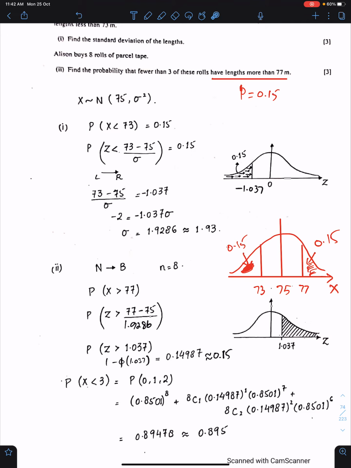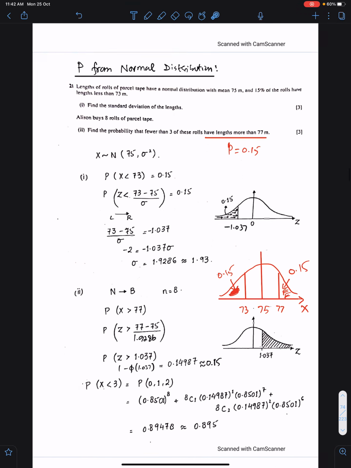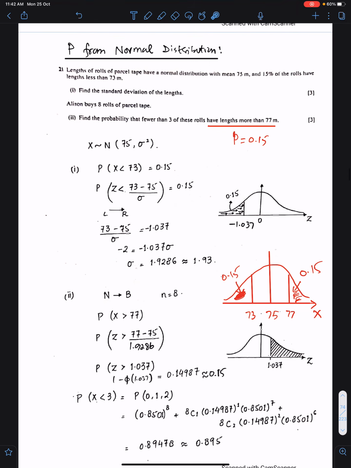This student got this number. So if you round this number, you'll get 0.15. It's perfectly 0.15. So you can use this here, 0.15. So 0.85 here, 0.15. We need this probability for binomial fewer than 3. Fewer than 3 means these numbers, 0, 1, 2. So this is probability 0, this is probability 1, and this is probability 2. That's the final answer.